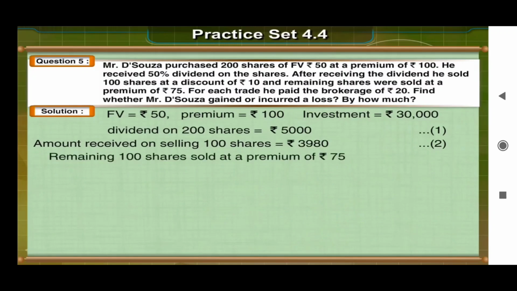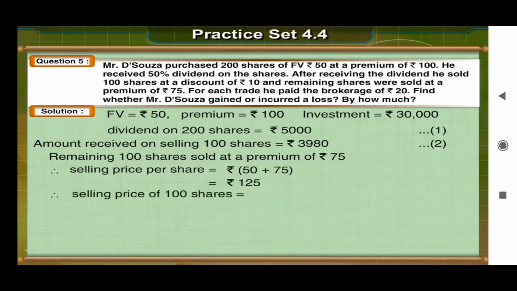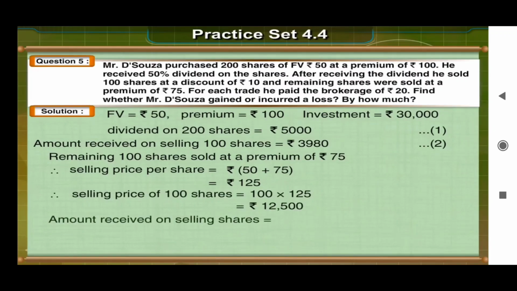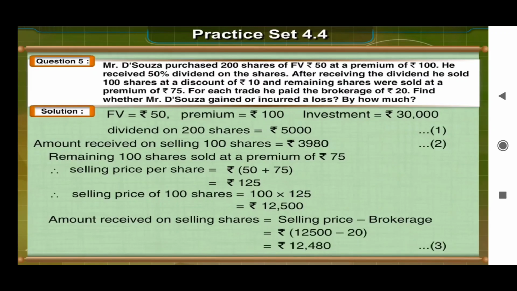Remaining 100 shares sold at a premium of rupees 75, therefore selling price per share is equal to rupees 50 plus 75, that is equal to rupees 125. Therefore, selling price of 100 shares is equal to 100 into 125, which is equal to rupees 12,500. Now, amount received on selling shares is equal to selling price minus brokerage, so that is equal to rupees 12,500 minus 20, and that is equal to rupees 12,480. Let this be denoted as statement 3.